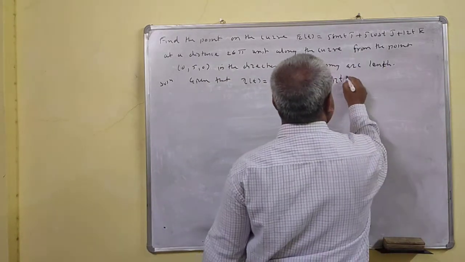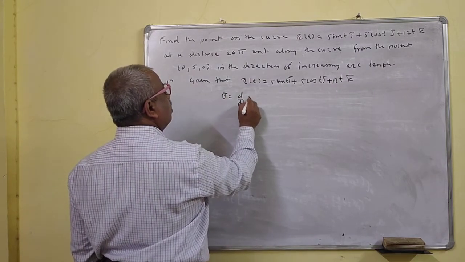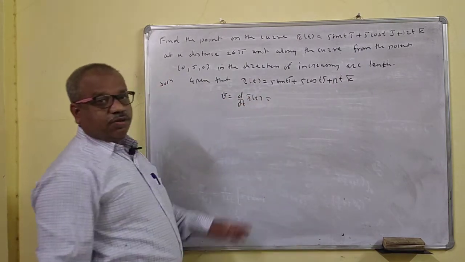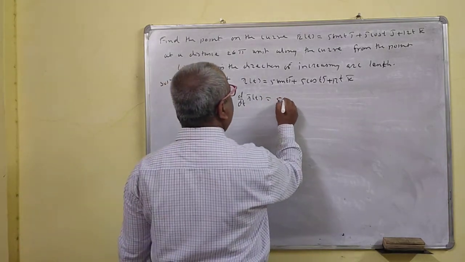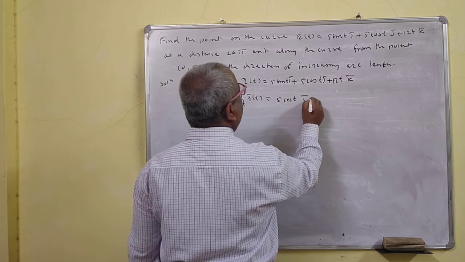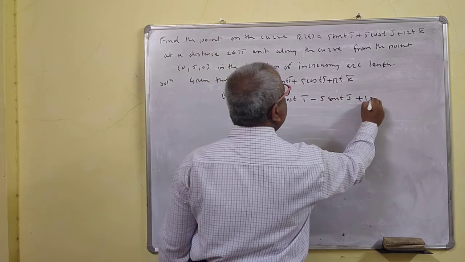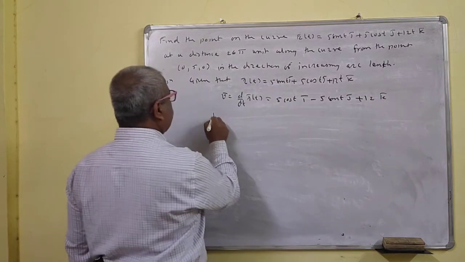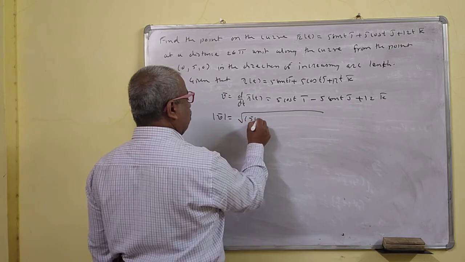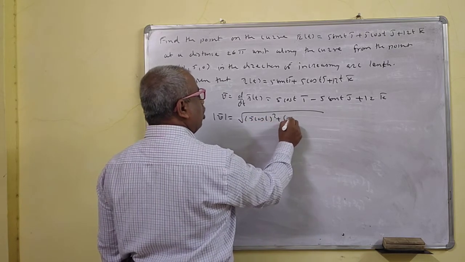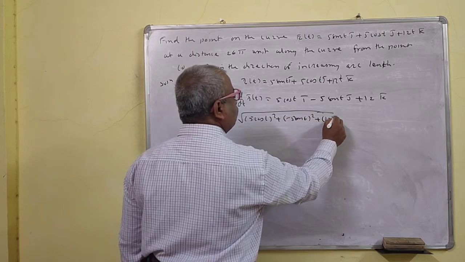Okay. So now V bar is equal to d by dt of R bar of t. You have to take care of this, it is a vector. So take care of i bar, j bar, k bar. So this is 5 cos t i bar minus 5 sin t j bar plus 12 k bar. So mod of V bar is the root of (5 cos t) square plus (minus 5 sin t) square plus 12 square.